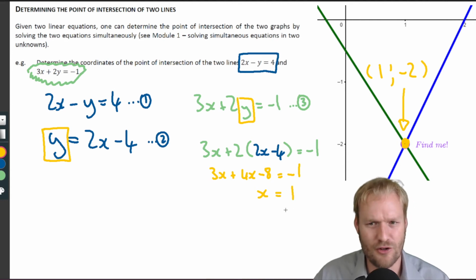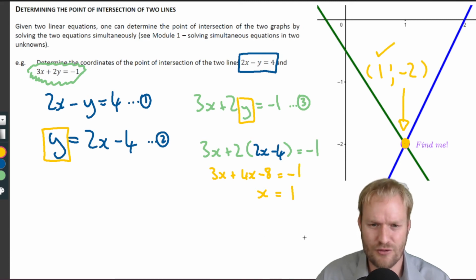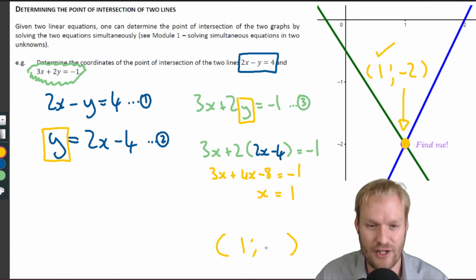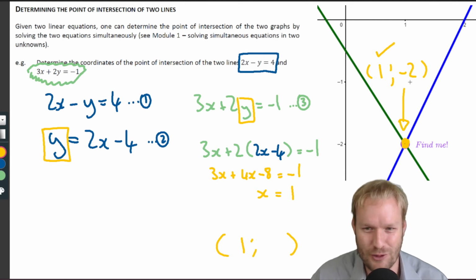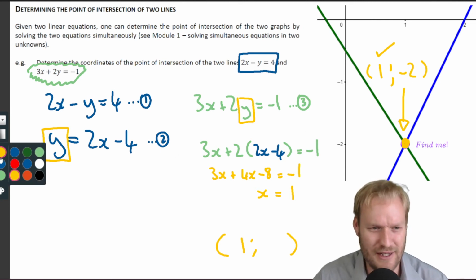Okay, now we've found out this one over here. And what we're trying to find is those full coordinates, right? So we know that x is 1, and we're trying to find out what the y value is. Now, I already told you at the beginning it's minus 2. That's what we're expecting here. But let's see why that's the case.